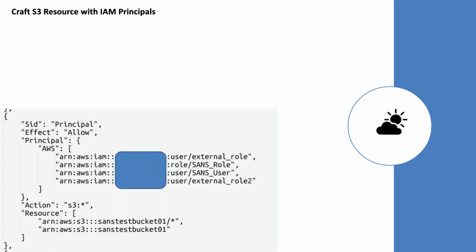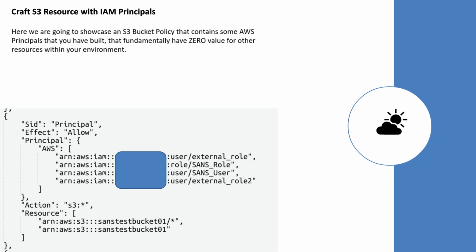Up next, this is a sample bucket policy for my personal account. For obvious reasons, I blocked out the account number, as that's something you typically don't want to share with a bunch of strangers. I'm kidding, with folks that you don't trust. But here we're going to showcase an S3 bucket policy that has some principals within it that fundamentally have zero value for other resources in your environment, right? These are just roles that I've given access to this SANS test bucket. And so we're going to focus on this particular SANS role here.